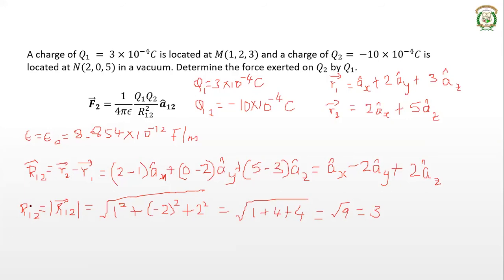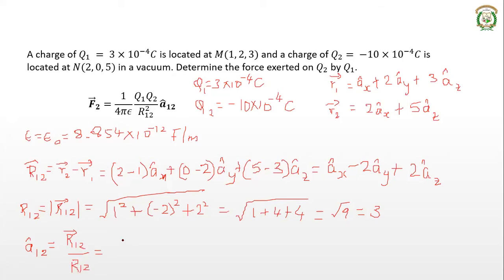Now we want to find the unit vector in this direction, A12. This is R12. Now you want this A12 cap, right? How to find this A12? A12 is vector R12 divided by the magnitude of R12. So vector R12 divided by this magnitude.